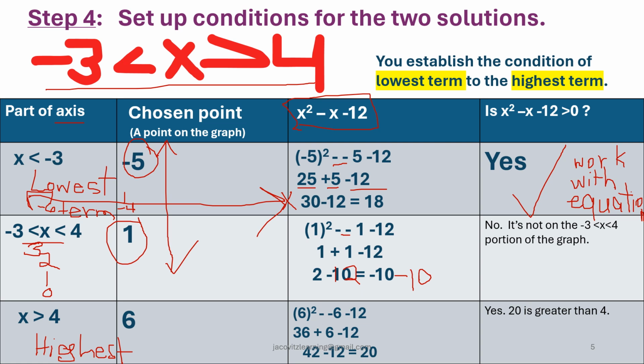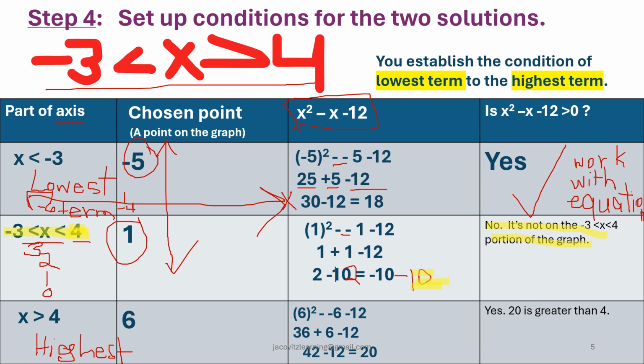Okay, now here's the problem. It's less than negative 3, negative 10 is, but it's not less than negative 4. Than positive 4. So it can't be on the graph. This term has to satisfy both sides of this equation. So the answer is no. It's not on this portion of the graph.